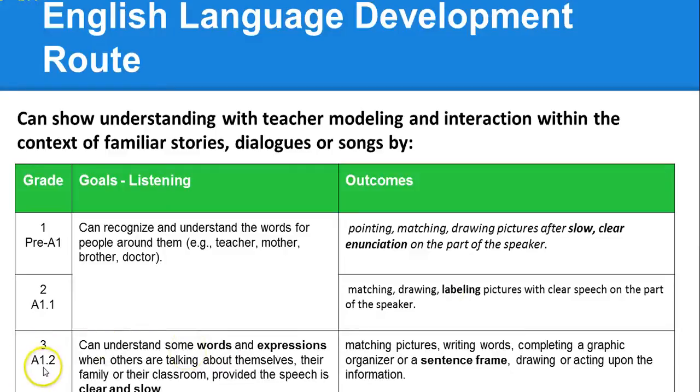So because they're now working at an A1.2 level in grade 3, here the goal changes to can understand some words and expressions when others are talking about themselves, their family, or their classroom, provided the speech is clear and slow. They can show their understanding by matching pictures, writing words, completing a graphic organizer, or a sentence frame. So you see an expanding amount of language being used and amount of literacy that is expected for them.